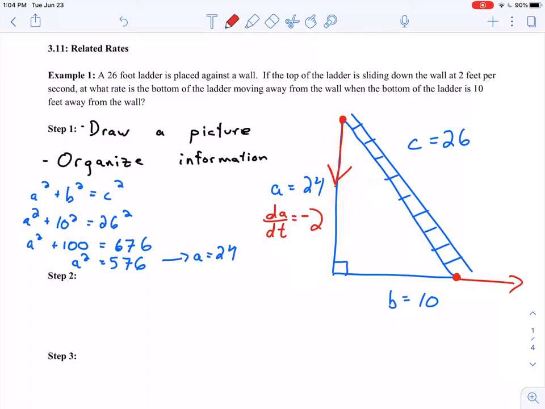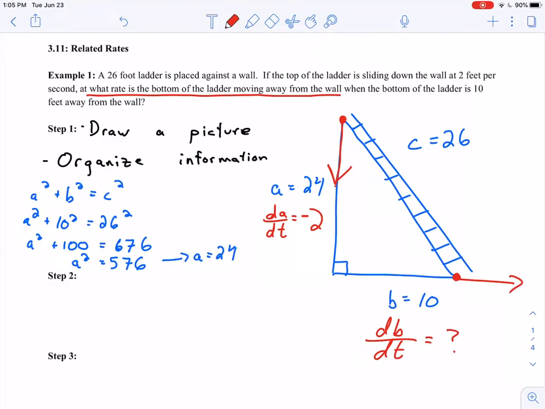All right, what am I trying to find here? It says, at what rate is the bottom of the ladder moving away from the wall? So I want to know, what is the rate of change of the bottom of my ladder? So what's the rate of change of this distance, of side b? So in other words, if we're talking about dA over dt, I want to know, well, what is dB over dt? How is that side changing with respect to time? So dB over dt, this is what I'm trying to solve for. This is what I hope to find out in this problem.